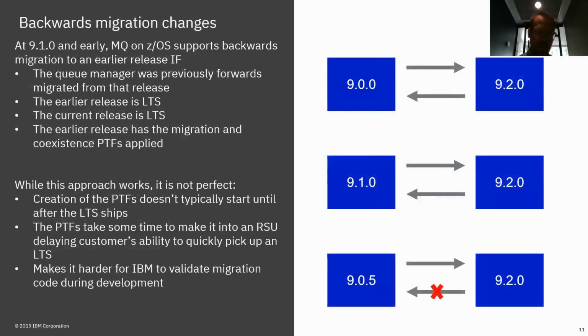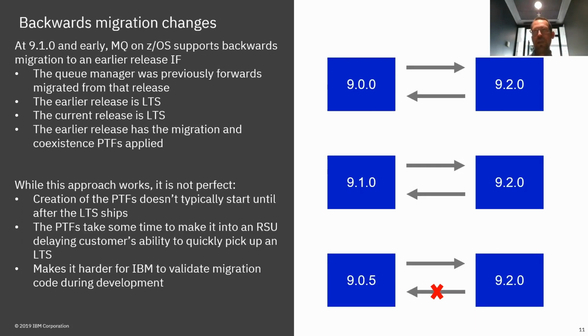So a couple of other things here. Like I say, we're seeing an increasing number of customers move to 9.2.0, but a lot of customers haven't done it yet, or maybe they're going to wait till the next LTS release comes out. What I did want to talk about here was quite a big change we did in 9.2 LTS, where we actually made the backwards migration approach much simpler.